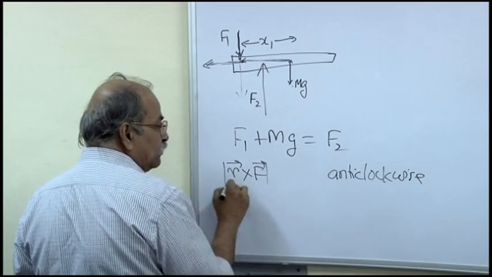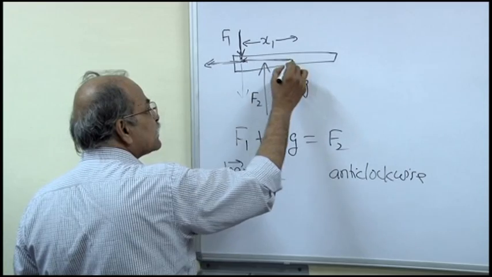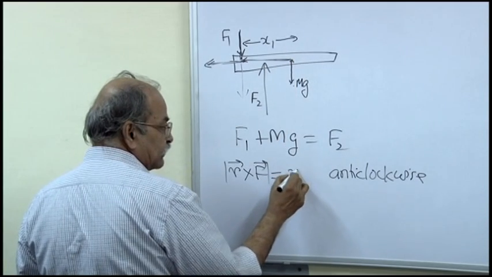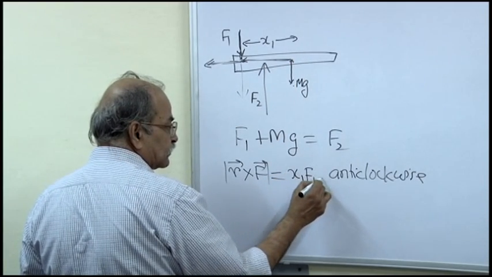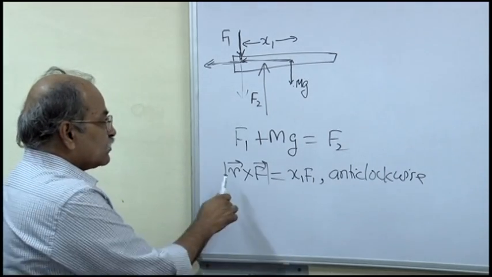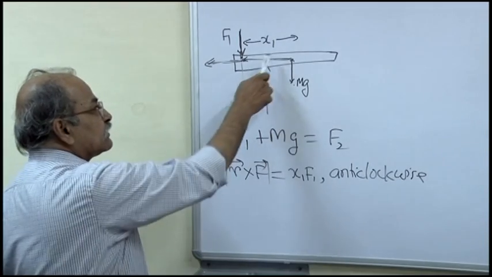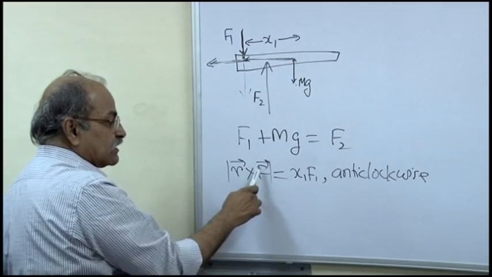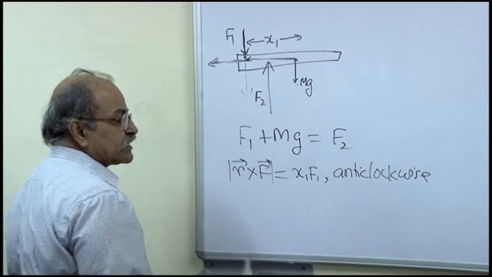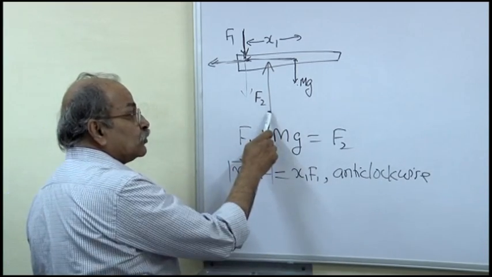And what is the magnitude? Magnitude will be F1 into x1. So x1 into F1, this is the magnitude, and that is the direction. R cross F, R and F are perpendicular, so RF sine theta, and R magnitude is x1, and this F magnitude is F1. So it is this. Now come to F2.